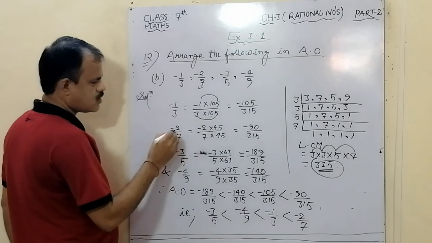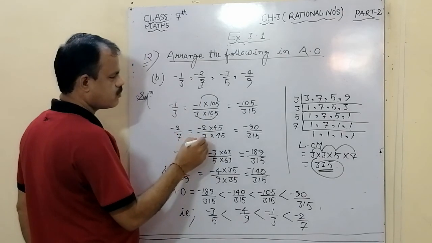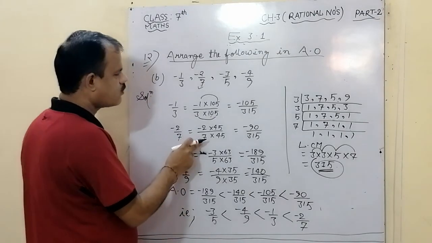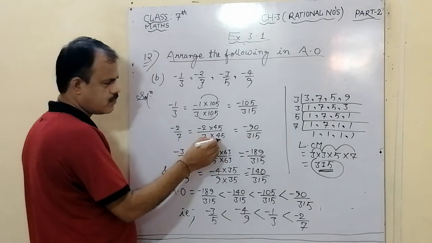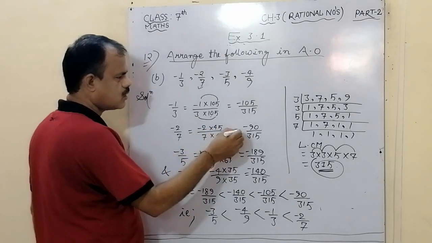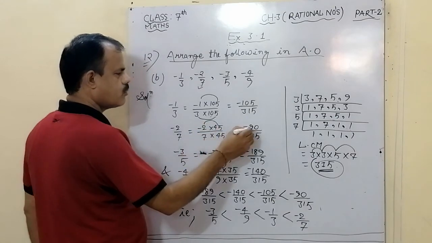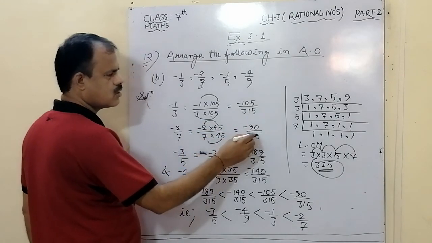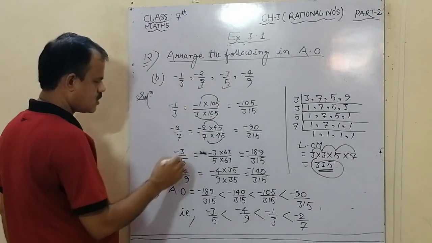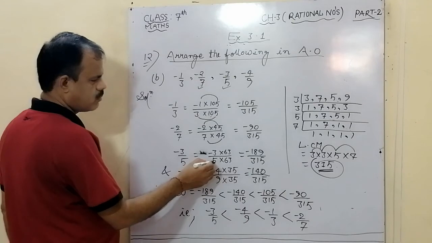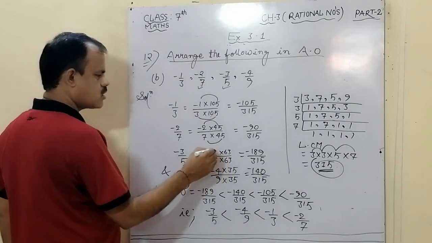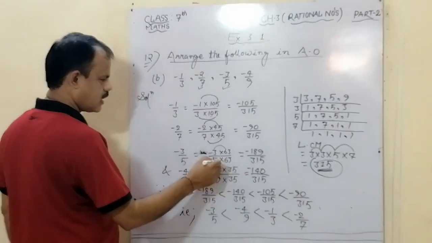Next, minus 2 by 7. By what number do you multiply 7 so that it becomes 315? Yes, 45. So multiplying 45 to both numerator and denominator, 2 into 45 is minus 90, 7 into 45 is 315. In this way, the third rational number, minus 3 by 5. By multiplying 63 it becomes 315, and the numerator also times 63 becomes minus 189.